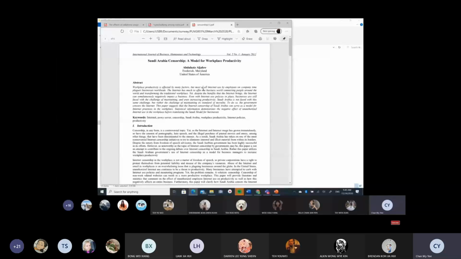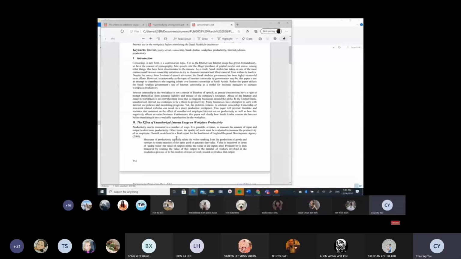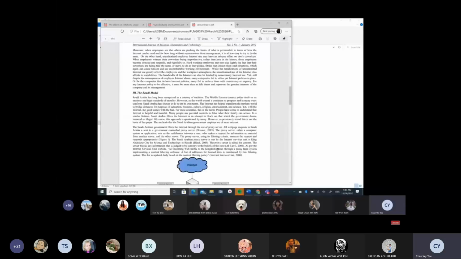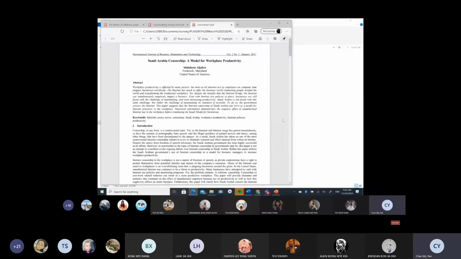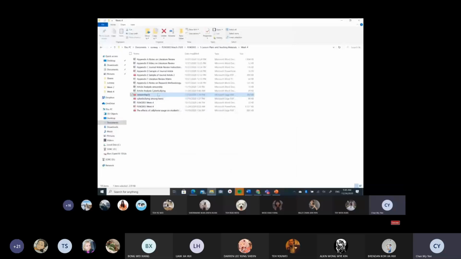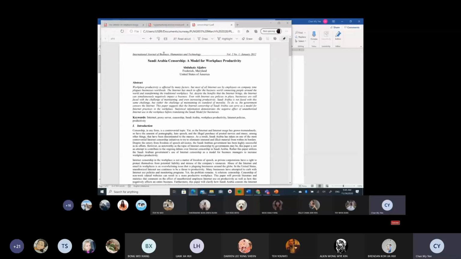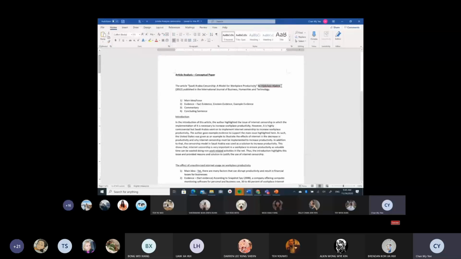Conceptual papers do not have methodology because this is just library research. It's like a literature review, just reviewing what researchers have done in the past. Let me show you a sample of a literature review of a conceptual paper analysis. This is a conceptual paper. As you can see, this is Saudi Arabia censorship, a model for workplace productivity. So this is the title.